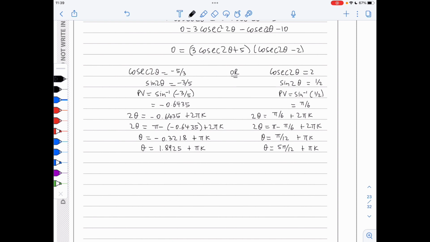And therefore, within the range of values of theta between minus pi over 2 and pi over 2, we get that theta could be minus 0.322, minus 1.25, pi over 12, and 5 pi over 12, a total of 4 solutions.